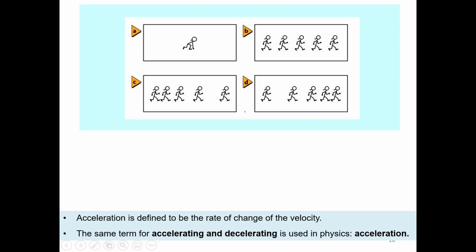In the case of graph D, what can we say? We can say the person is not moving at constant velocity, at constant speed. This person is slowing down, and we can also say is decelerating. Now you are able to describe the motion of objects.